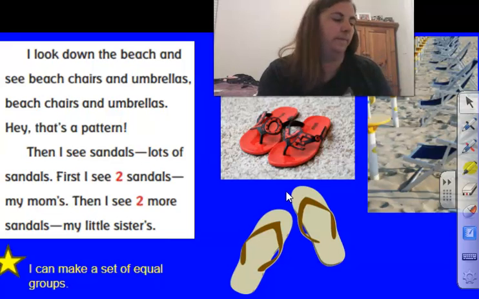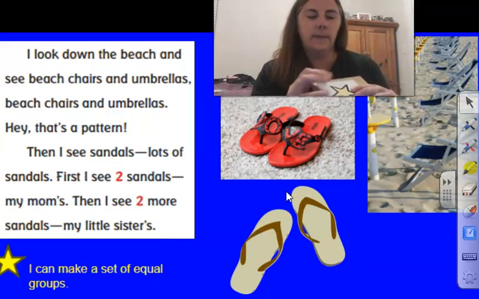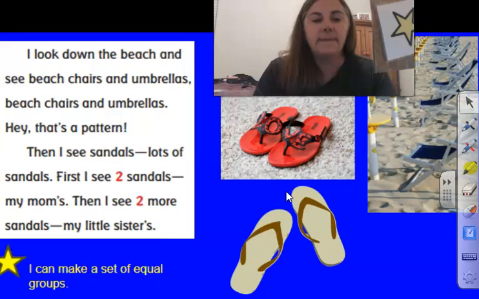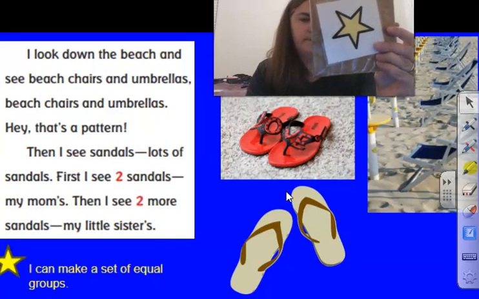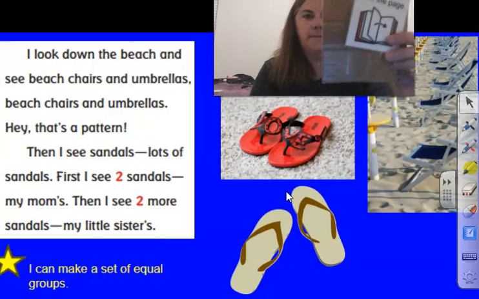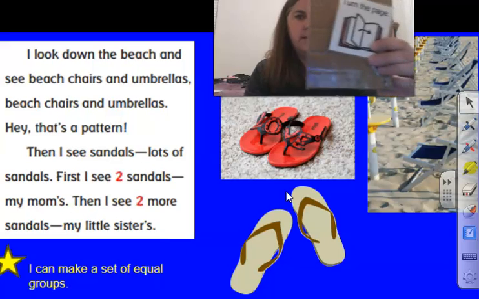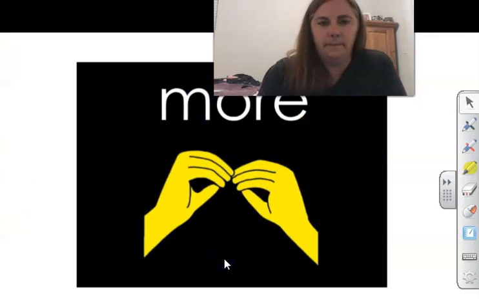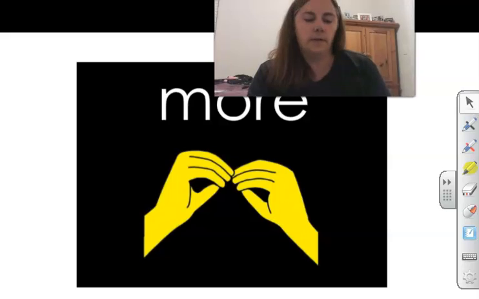All right? Let's read. Here's my star. I can make a set of equal groups. Great job, everyone. Now, let's turn our page. We want to know more. If you have your core word, see if you can locate the word more.